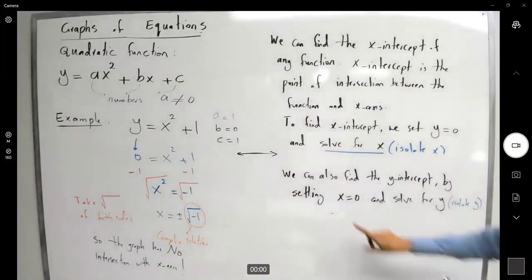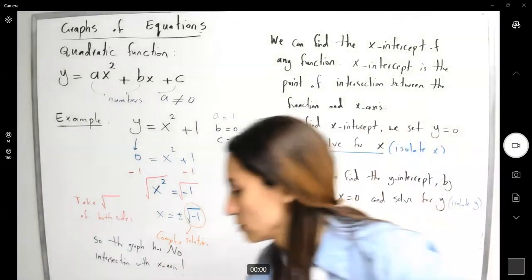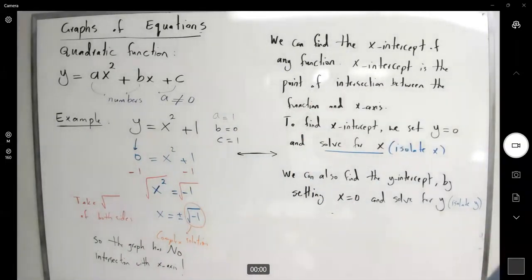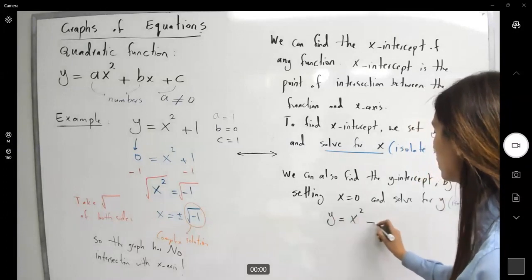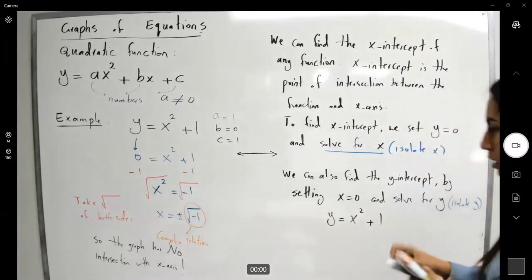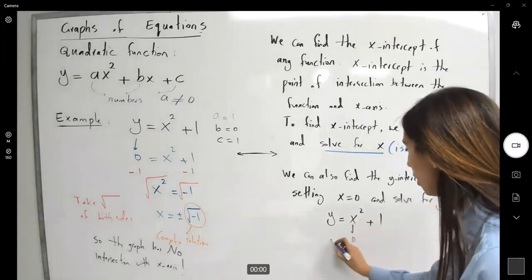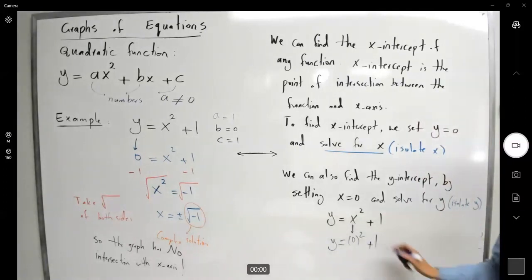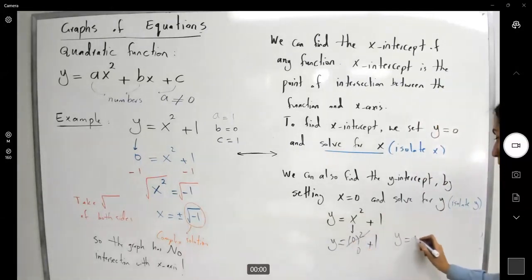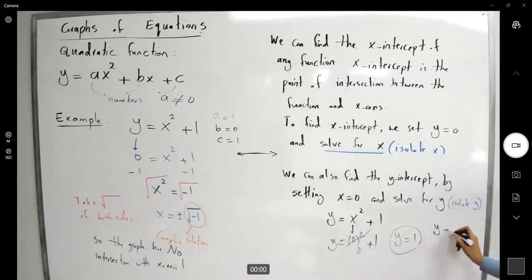What about my y-intercept? To find y-intercept, I simply set x equal to 0. So set x equal to 0, but let's write down the quadratic function here. Y is equal to x squared plus 1, and set x equal to 0. So when x is equal to 0, your y is 0 squared plus 1. But we know that 0 squared is just 0. So y becomes 1. So y equals 1 is the y-intercept.